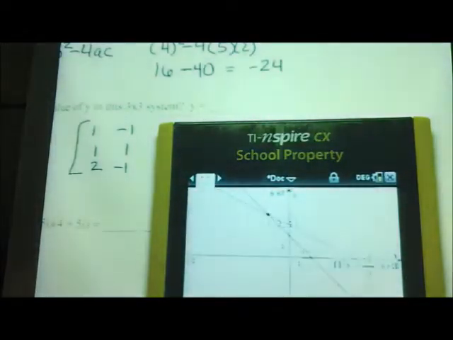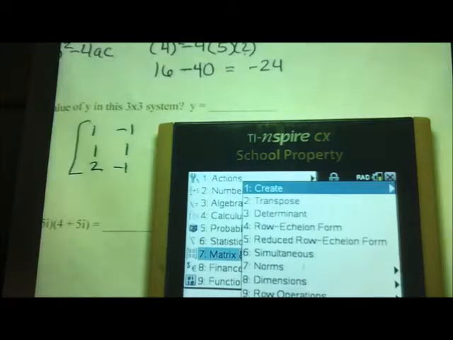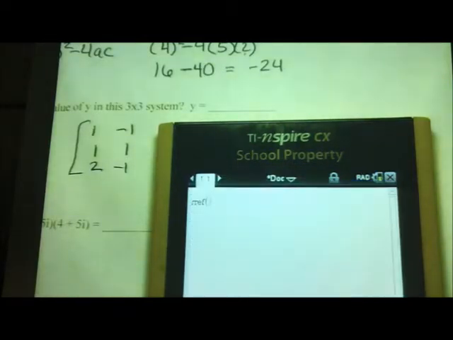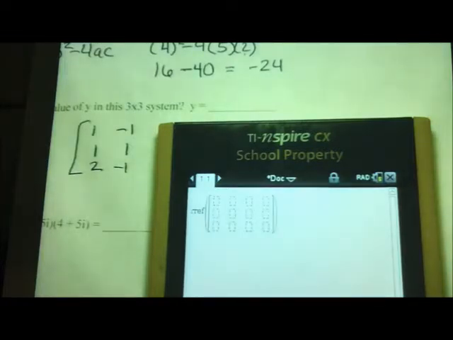So new document, we go into calculator. Remember it's menu, 7, and number 5. We do the waffle, there it is, 3 rows by 4 columns, and we enter the numbers that we have here, which is 1, negative 1, 1, negative 1, 1, 1, 3, negative 3, 2, negative 1, 2, and 0.